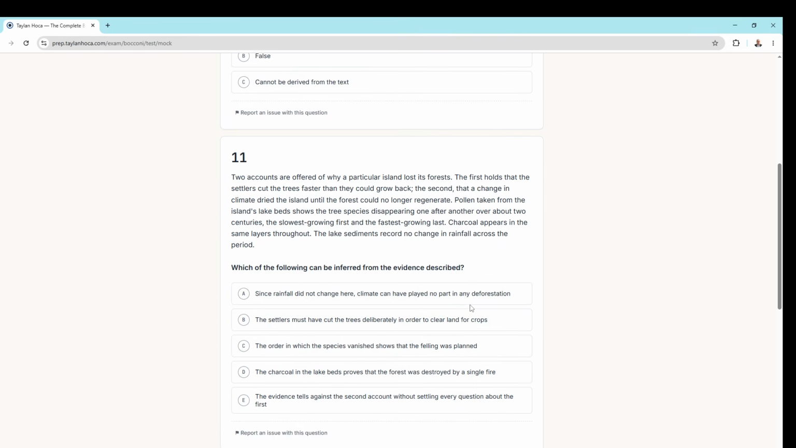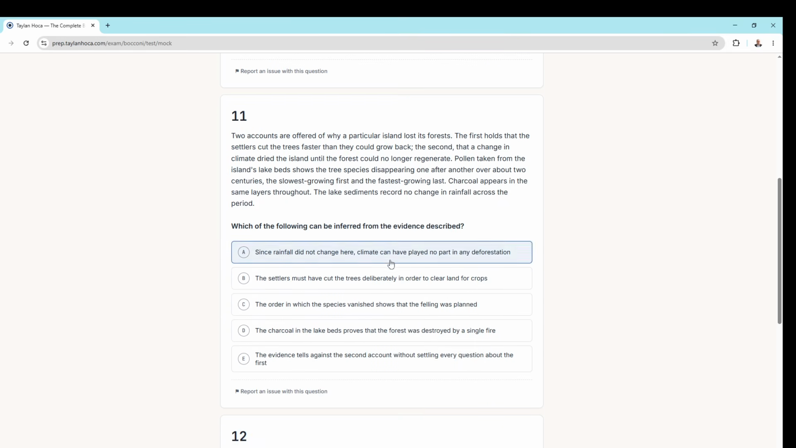Let's see. Two reading questions can be inferred from the evidence described. Okay, a can-be-inferred question. The passage is not very long, so I'm gonna read the passage first. It's about a particular island losing its forest. There are two accounts. The first holds that the settlers cut the trees faster than they could regrow. The second, that a changing climate did it. Okay, settlers cutting trees, changing climate.